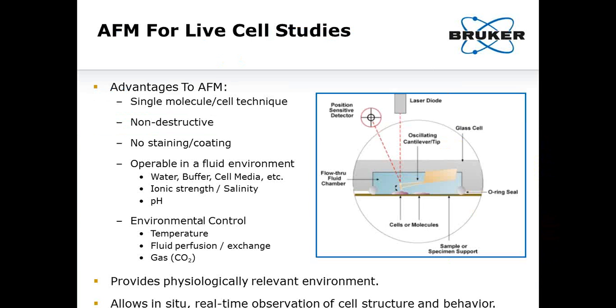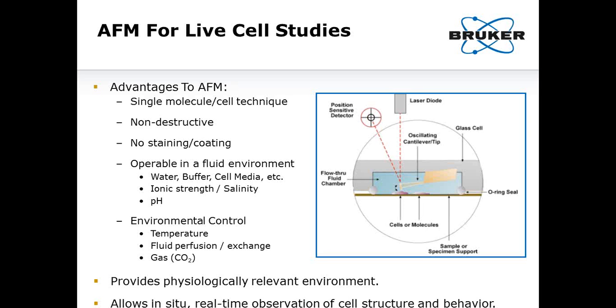First of all, AFM is a single molecule technique. The data obtained is not based on ensemble results, so it really allows observation of subpopulations or individual molecular or cellular structures and behaviors. AFM is also non-destructive to the sample and requires no staining or coating, unlike EM or fluorescence techniques, so native surfaces remain unaltered.